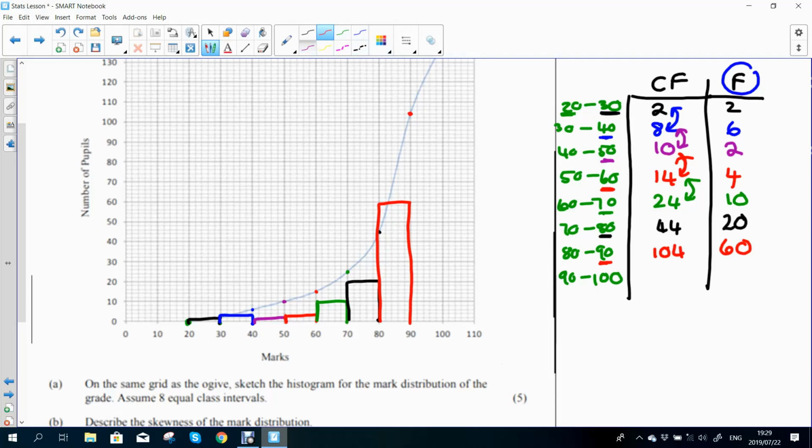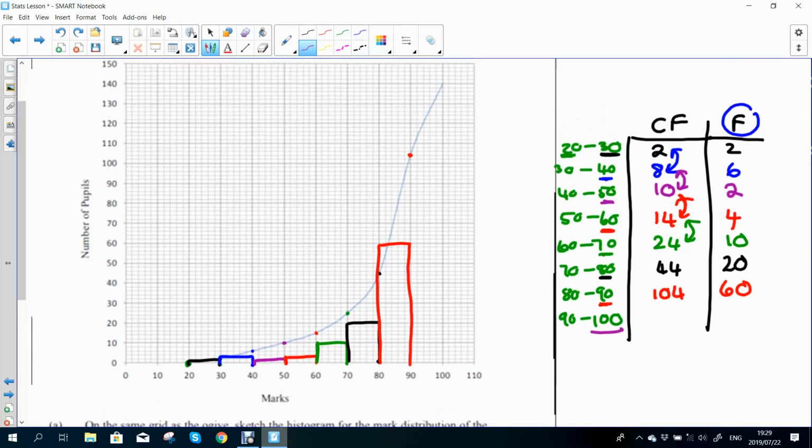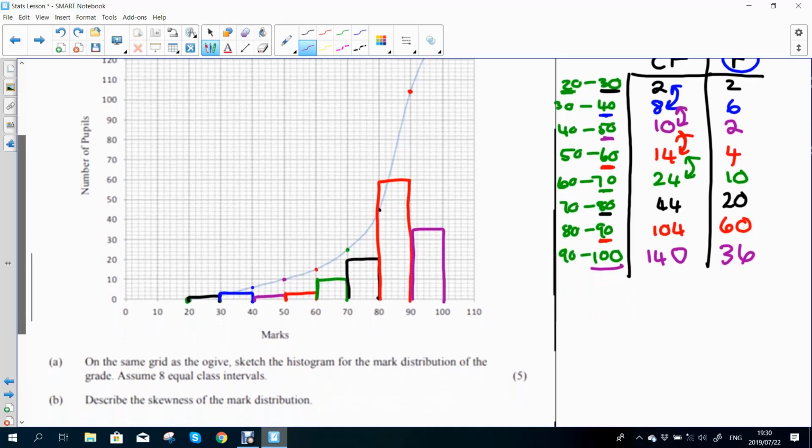And then lastly, let's use another color. We need to go to 100. So if I read 100 off, I'm ending at, let's see, that looks like 140, guys, if I read that off correctly. 140 minus 104 gives me 36. So this bar needs to go up to 36. I'm going to draw that 36, 32, 34, 36. There we go. And I come down. And there's my histogram.